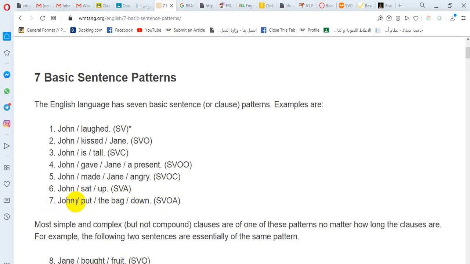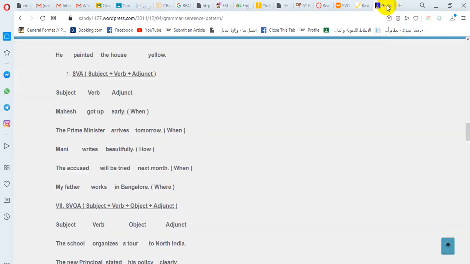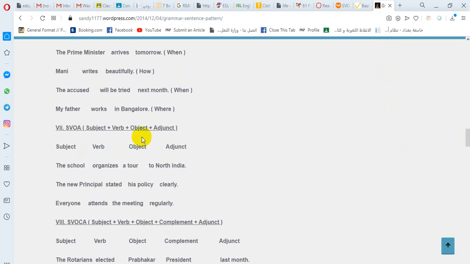So here we have the subject, verb, then we have the object, the noun, and here we have an adverb. Let's see whether here we have an example, subject, verb. Oh yes, this one. The school organizes a tour where? To North India. So here to North India, this is an adverb of place. So here we have a tour, an object, a journey.